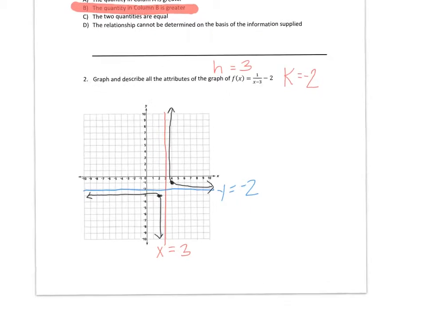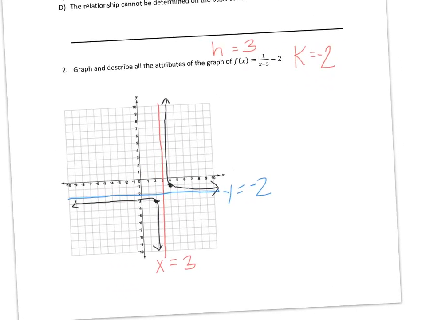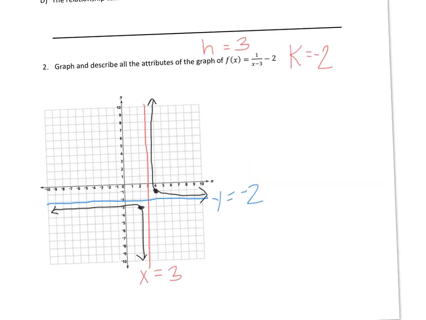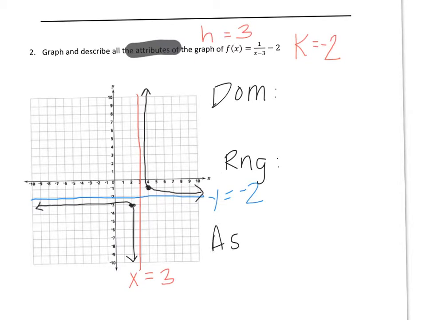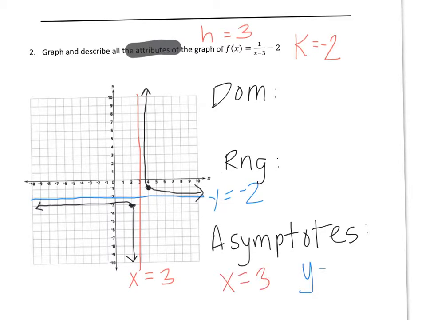Okay, after you draw your asymptotes and your boomerangs, the attributes that I'm going to be looking for, it says attributes right here, are domain, range, and asymptotes, which you've already labeled. So the asymptotes are x equals 3 and y equals -2.